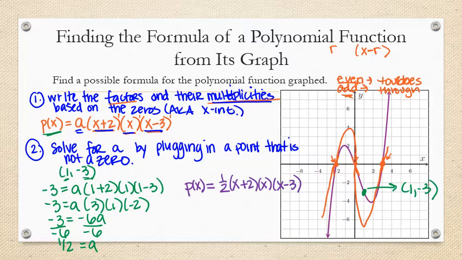And you can double check to make sure this makes sense. If I looked at the leading term of what I just found, that would be 1/2 times x times x times x, which is 1/2 x cubed. That's an odd power function with a positive coefficient, so it should look like this, which is exactly what this graph has for the end behavior. The zeros should be negative 2, 0, and 3, so that works. So that's a way that you can double check to make sure you've done this correctly.